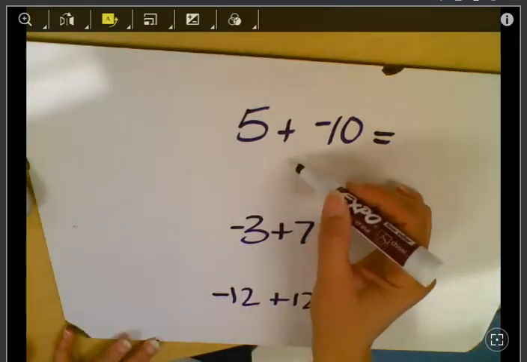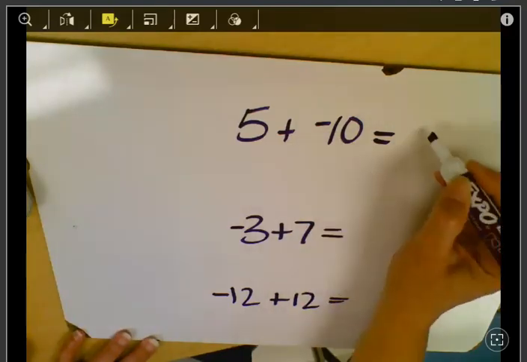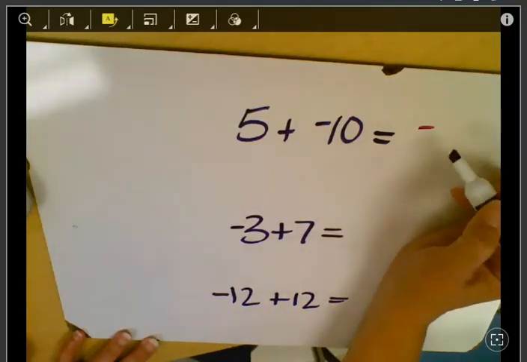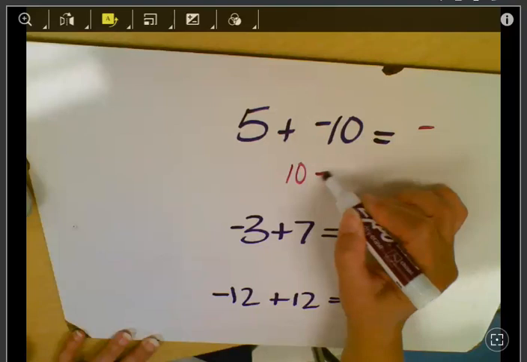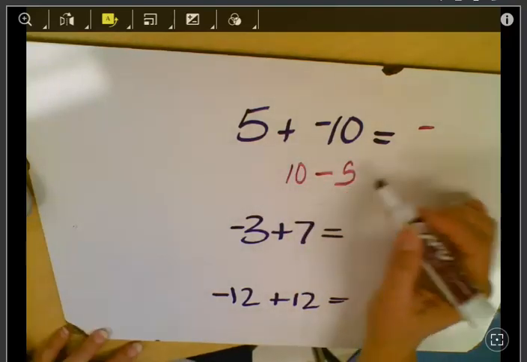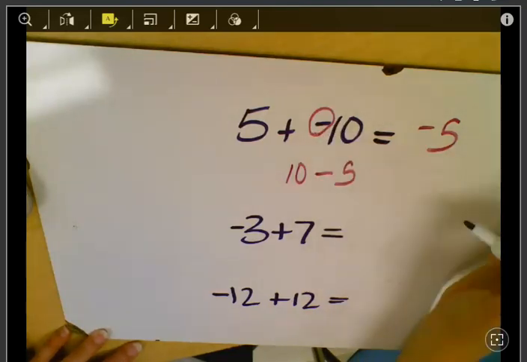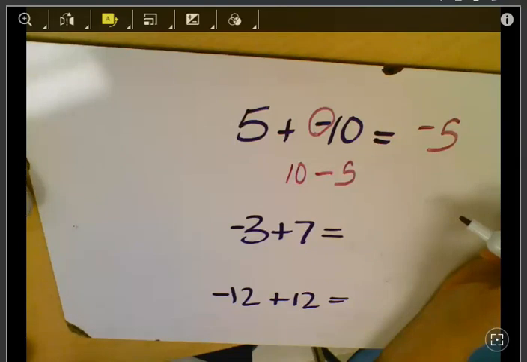numbers, the absolute values of the two numbers, and because 10 is bigger, my answer is going to be negative. So I'm actually taking 10 minus 5 because 10 is bigger than 5. So I'm subtracting, I'm getting 5, but this number is the bigger number, so I'm giving it the bigger sign. So when the signs are not the same, you actually subtract and give the sign of the bigger number.